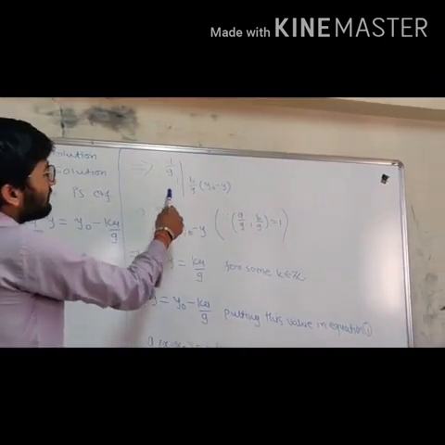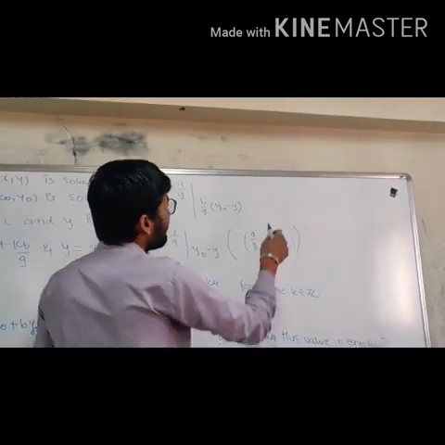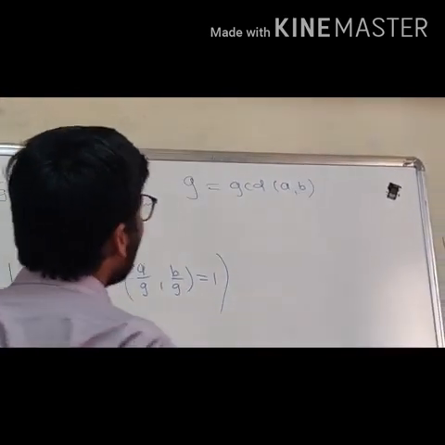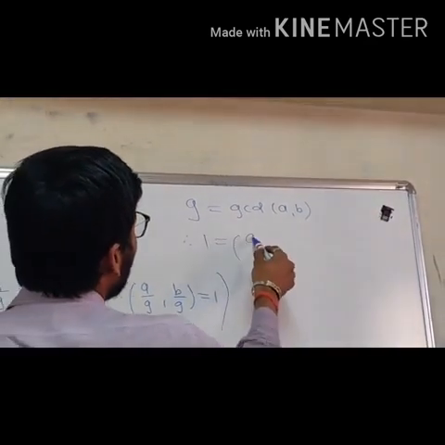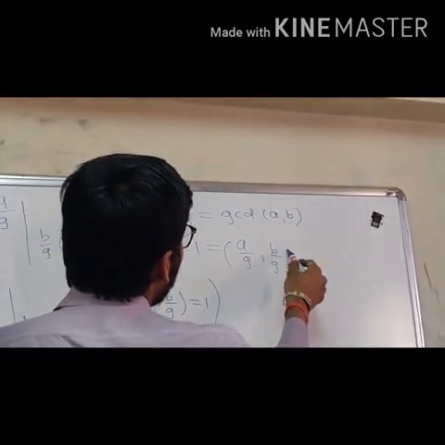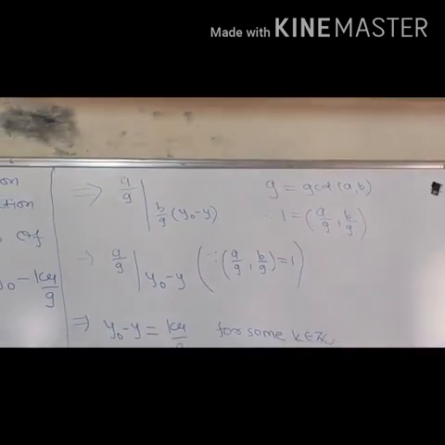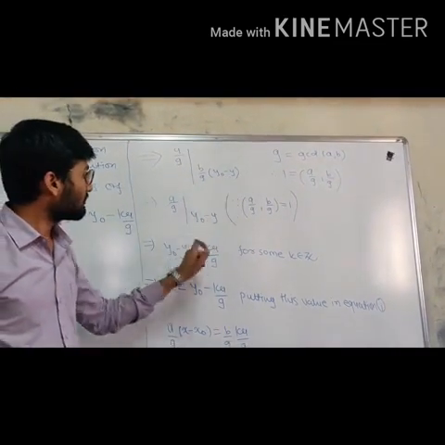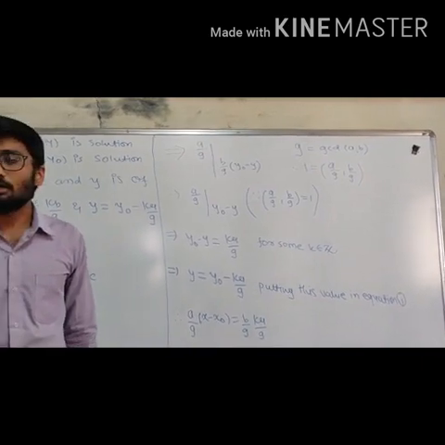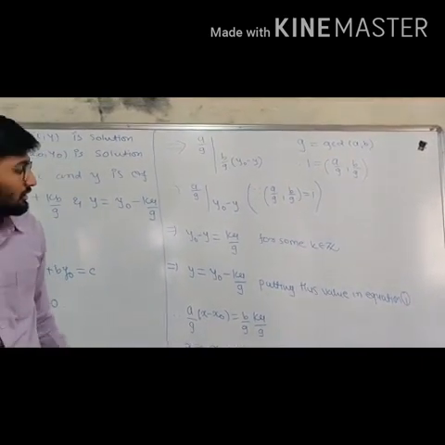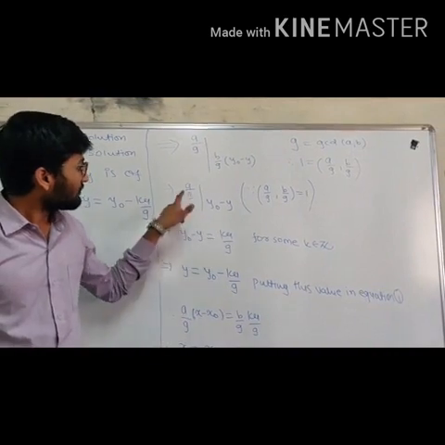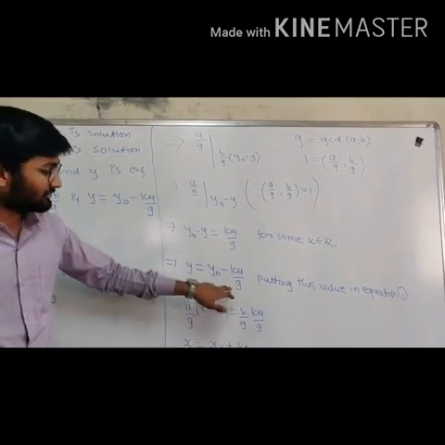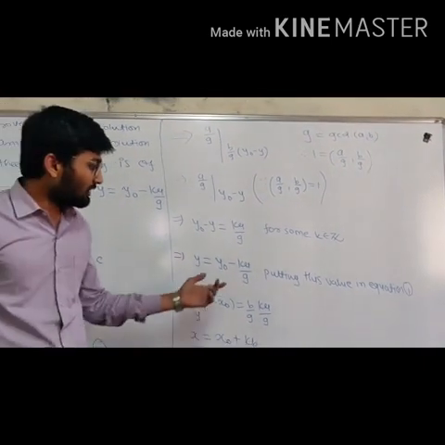We have g is the GCD of a and b. Therefore, dividing by g, we get 1 equals the GCD of a by g and b by g. That means a by g and b by g are relatively prime. Therefore, a by g must divide y0 minus y. Now, again by using the definition of divisibility, we have y0 minus y equals k into a by g. So therefore, y equals y0 minus k a by g for some value of k.